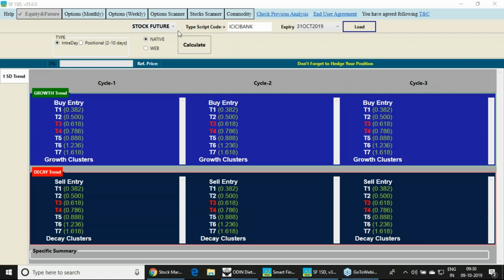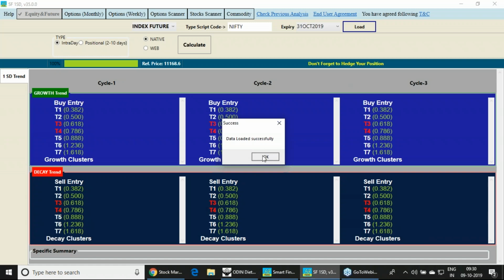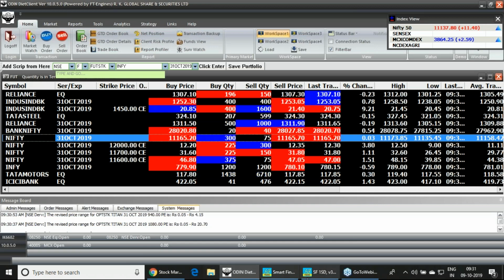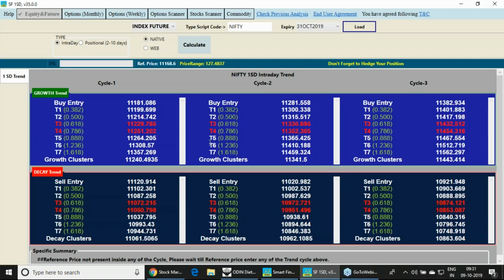So, the one standard deviation principle: we are going to first do the analysis of the index future Nifty. Nifty is in a consolidation band. In the morning it opened up and it is consolidating in the 11,165 to 11,169 range itself. So this is the range we are getting for the day. Above 11,181 we have an uptrend set point, below 11,121 we have a downtrend set point, and currently we are at 11,168.6.